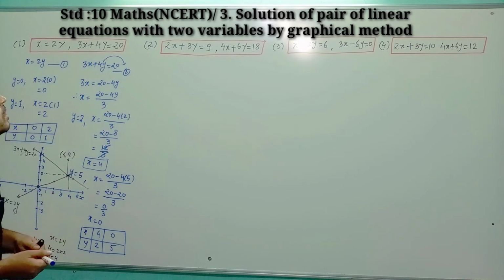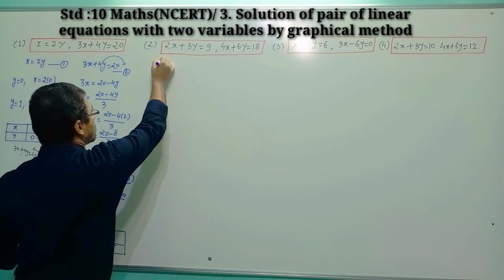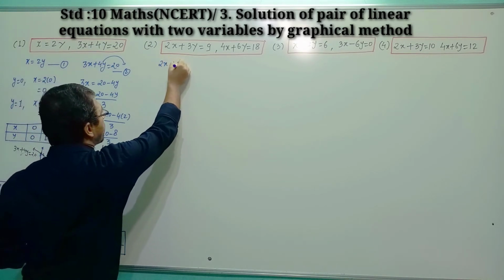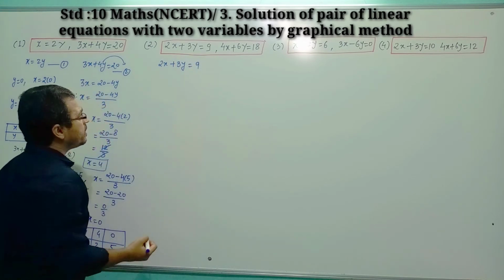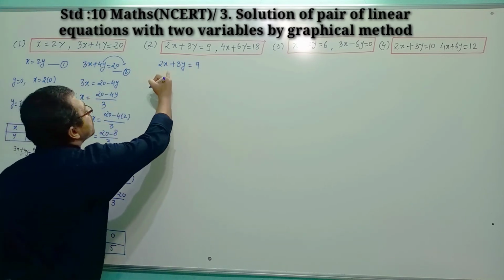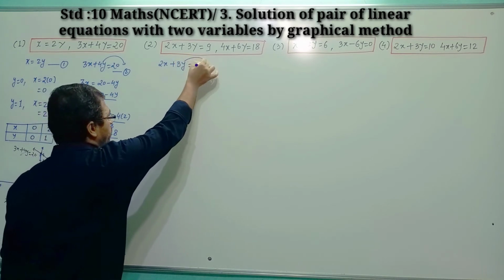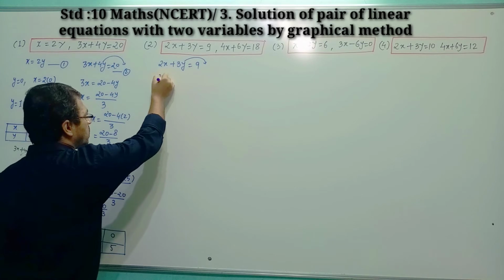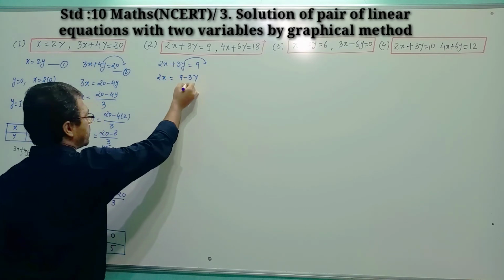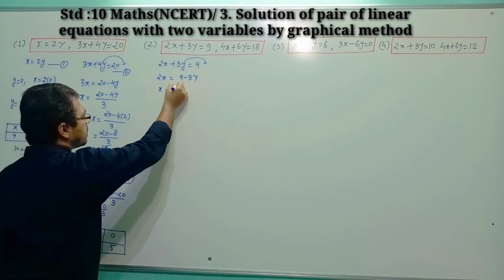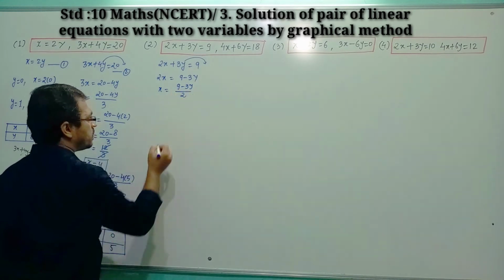The next question is about the same thing over here. So 2x plus 3y is equal to 9. Okay students, so we can formulate either x or y. Suppose you are formulating x. So 2x is equal to 9 minus 3y. So what about x? 9 minus 3y by 2.